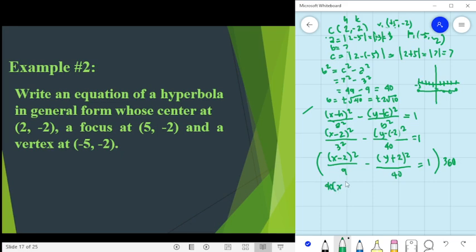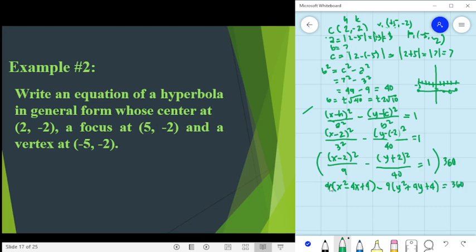Simplifying this one, we have x squared minus 4x plus 4. Right? So, square the first, then the product is multiplied by 2, so we have negative 4x, and negative 2 times negative 2 is positive 4. Minus 360 times this one becomes 9. We can cancel the 40, and what is left is 9 times the quantity. Simplifying this, we now have y squared plus 4y plus 4 equals 360.